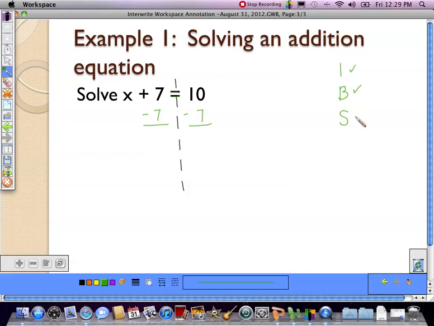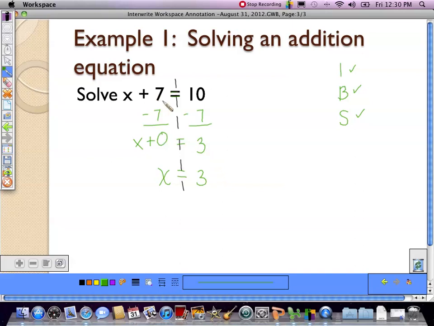Your third step is to solve. So starting over here, if we have a positive 7 and a negative 7, what does that equal? Yes, it equals 0. Over on the right side, you would just do 10 minus 7, which equals 3. Now, your equal sign comes down, your x comes down, your plus can come down, and x plus 0 is just x. So x equals 3.